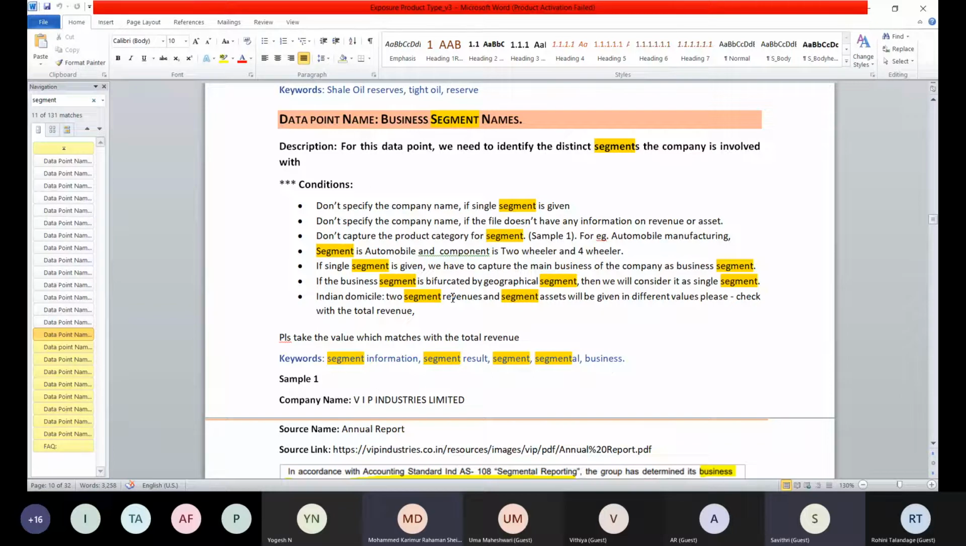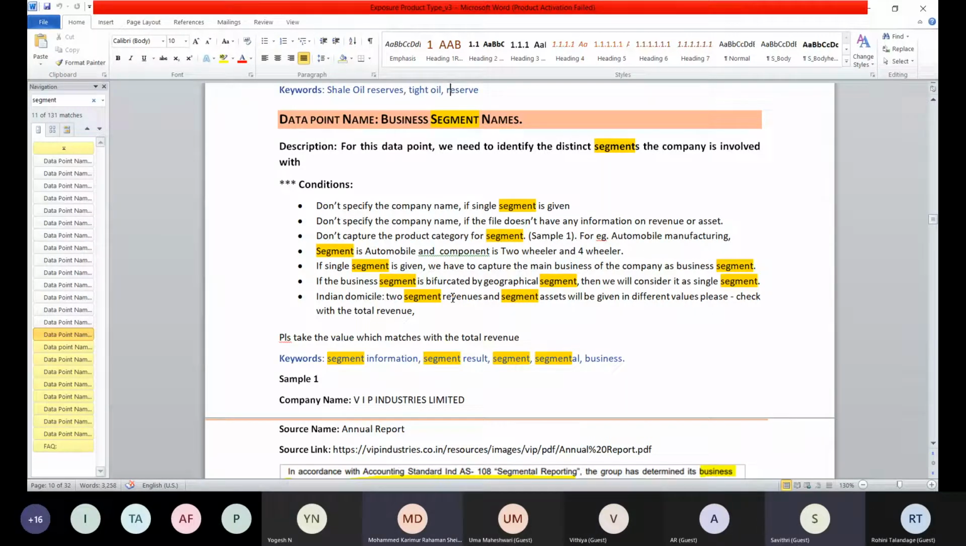If there is no business segment information in the report, in that case you should not mention the company name. That is the condition. If it is not available, you don't mention anything. You just leave it as not reported only.